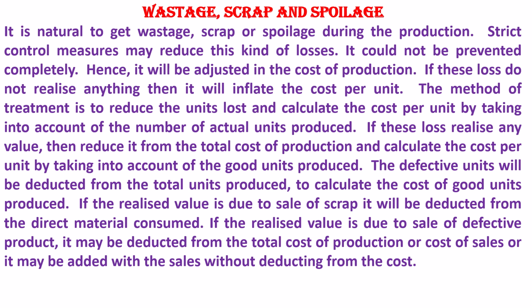the number of actual units produced. If these losses realize any value, then reduce it from the total cost of production and calculate the cost per unit by taking into account the good units produced. The defective units will be deducted from the total units produced to calculate the cost of good units produced. If the realized value is due to the sale of scrap, it will be deducted from the direct material consumed. If the realized value is due to the sale of defective product, it may be deducted from the total cost of production or cost of sales, or it may be added to the sales without deducting from the cost.